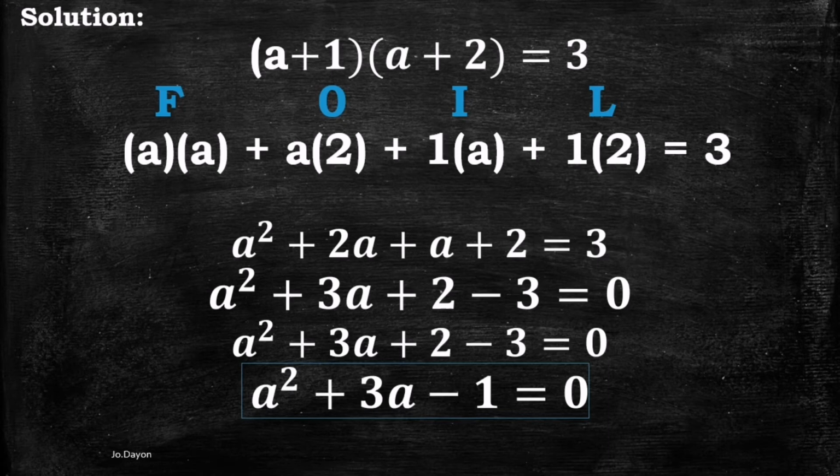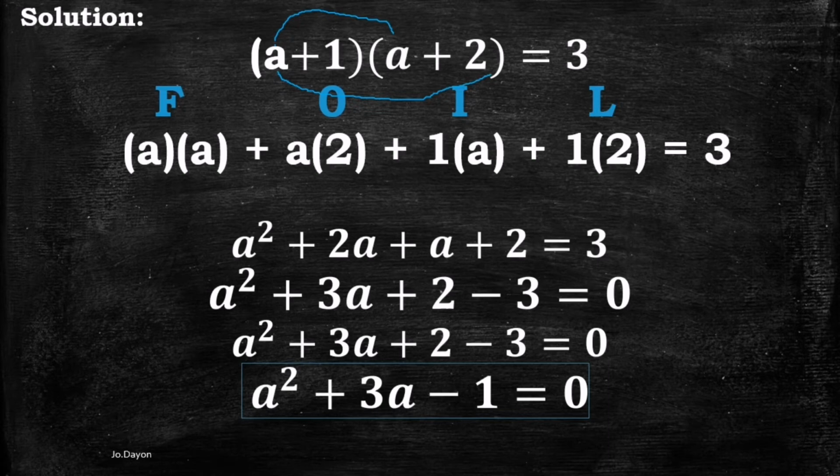So the first terms are a and a. Our outer terms are a times 2.